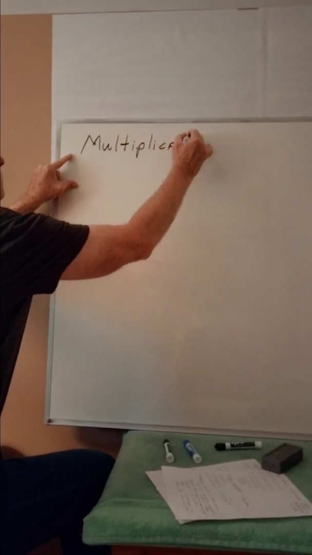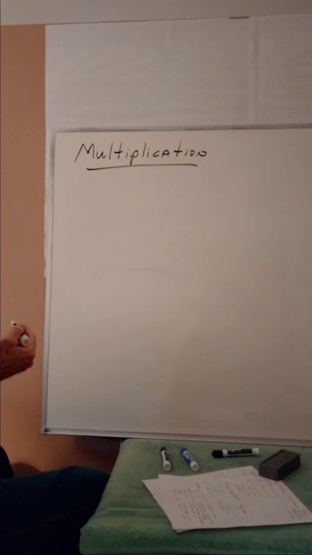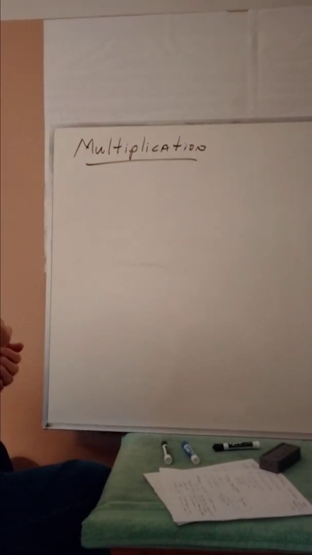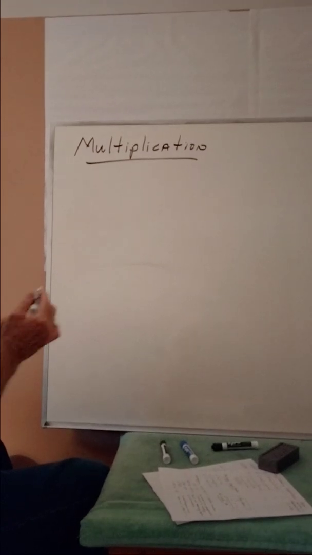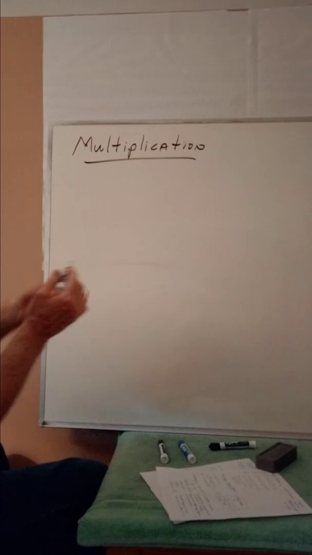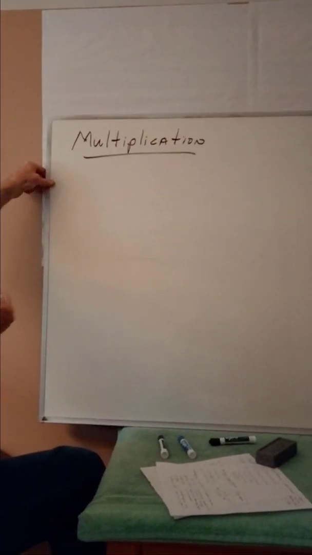Multiplication. Since a plus bi is a binomial, when we are multiplying with complex numbers, we're going to be multiplying with binomials, or maybe a monomial times a binomial, and we're going to follow the same procedure for those.